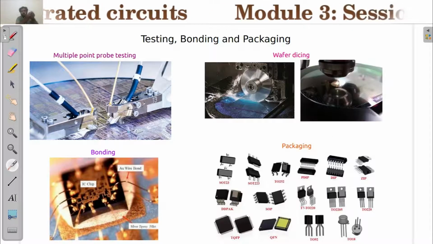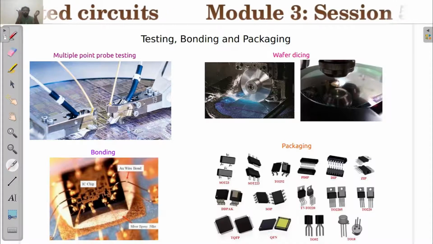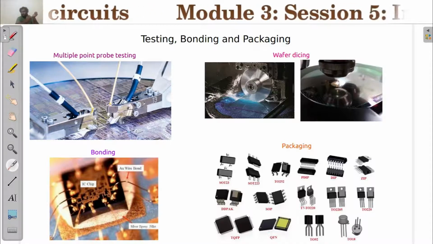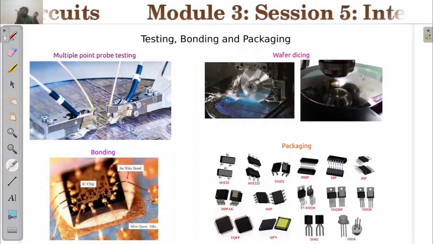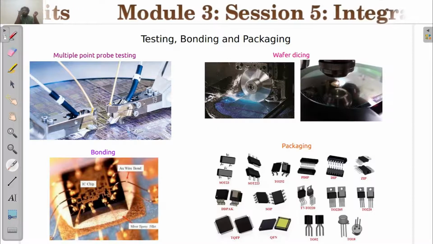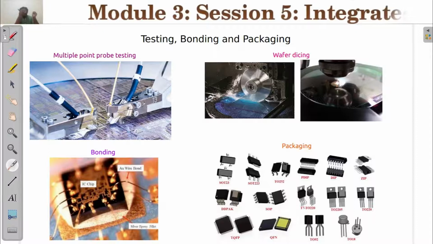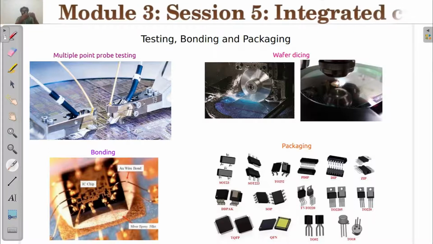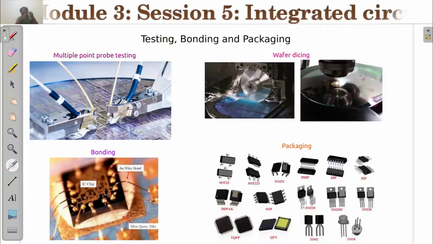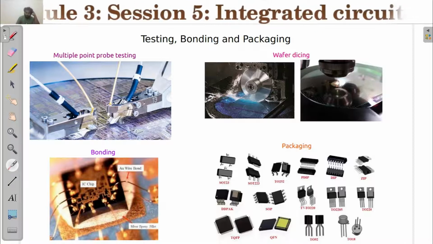Let me have a quick recap. The first stage is material preparation. The second stage is crystal growing, and the third stage is wafer fabrication. And the fourth stage is testing, bonding, and packaging.